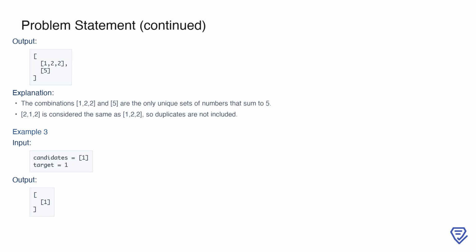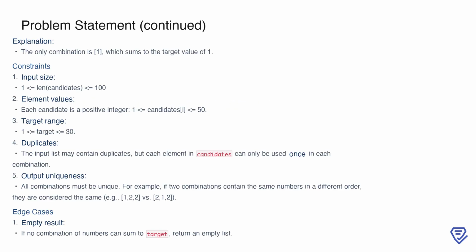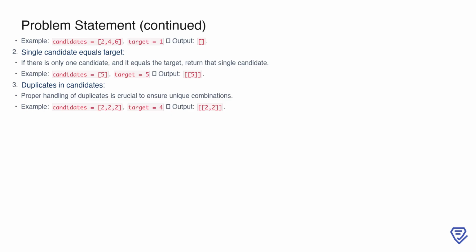In a simpler example, if the candidates are just [1] and the target is also 1, the output would be [[1]]. The only possible combination here is the single number 1, since it matches the target value. This example illustrates that even when the input is minimal, the solution must correctly identify any valid combination that sums to the target. Finally, let's consider some constraints and edge cases.